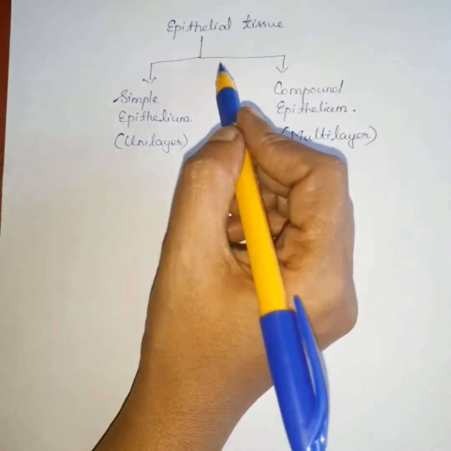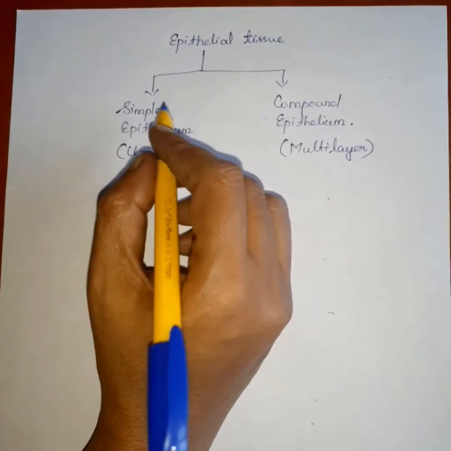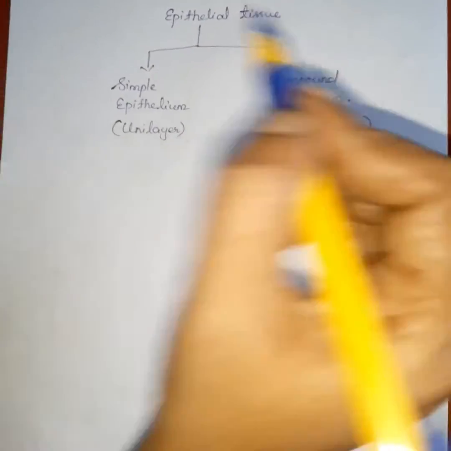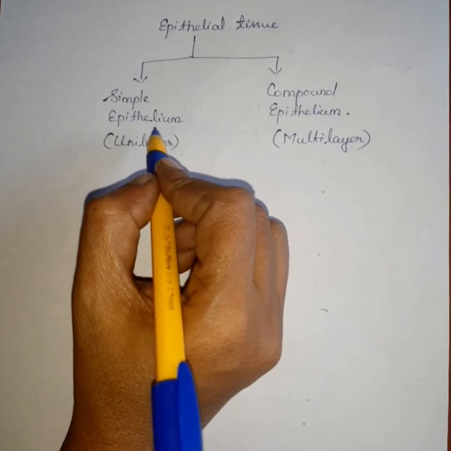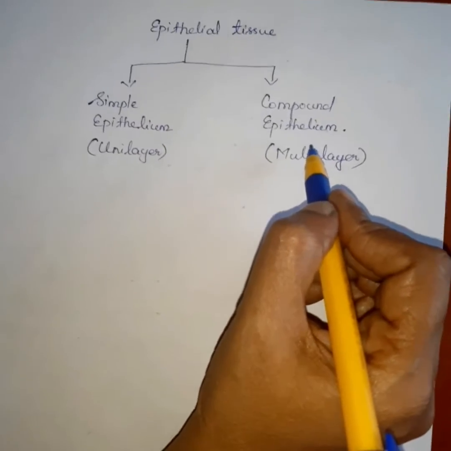There are two types of epithelial tissue. First one is the simple epithelium and second one is the compound epithelium. The simple epithelium is made up of a single layer of cells. The compound epithelium is made up of more than one layer of cells.